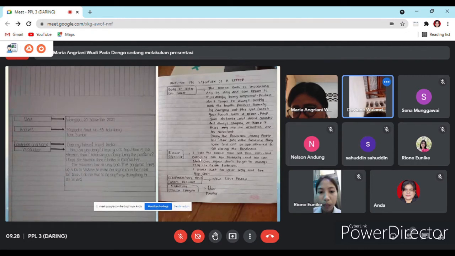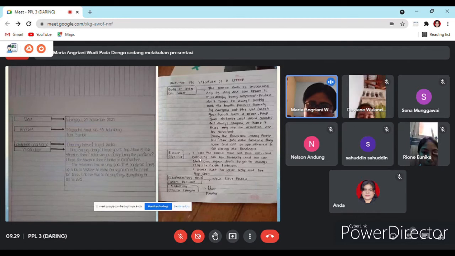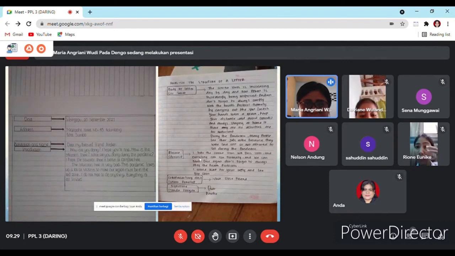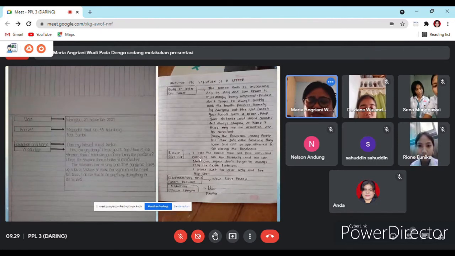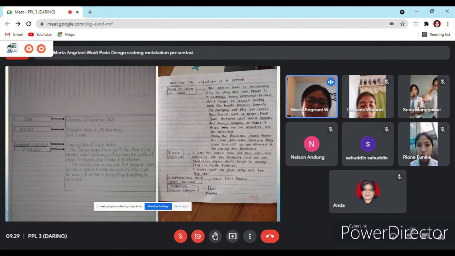Okay, very good idea also to develop your personal letter. Jadi ide yang bagus untuk mengembangkan suratmu. You tell your friend about the pandemic and also you give advice to her to do the 4M. Jadi engkau menanyakan situasi, menceritakan pandemik yang ada di daerahmu, and also you remind, kau mengingatkan temanmu untuk menjaga kesehatan.